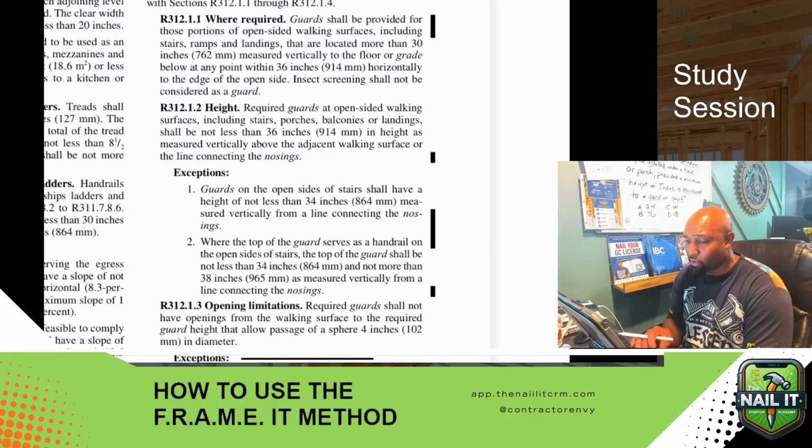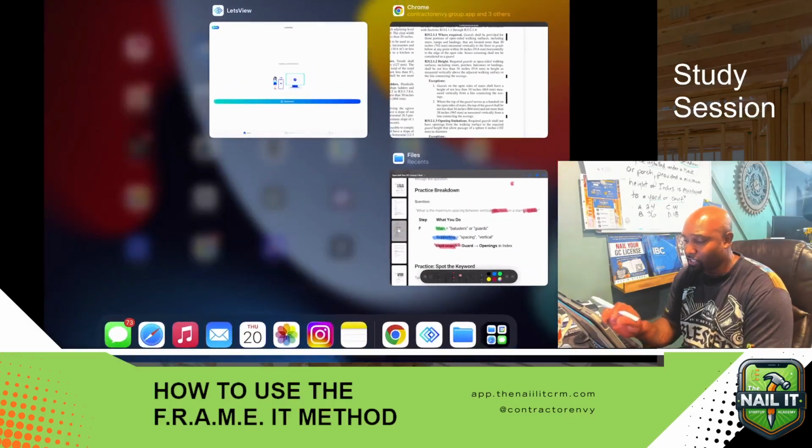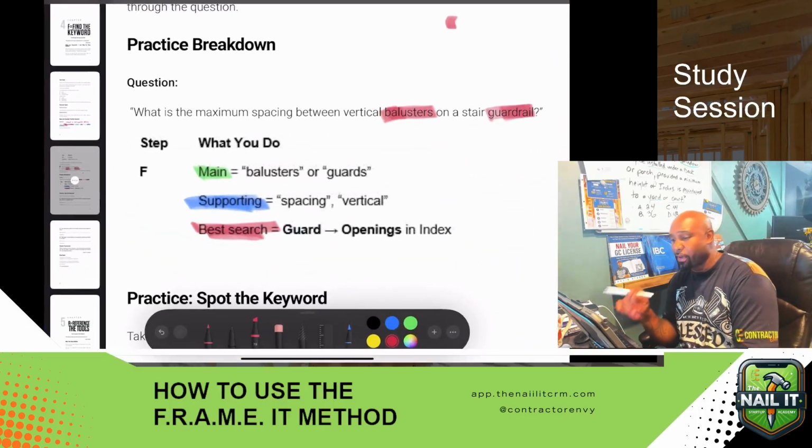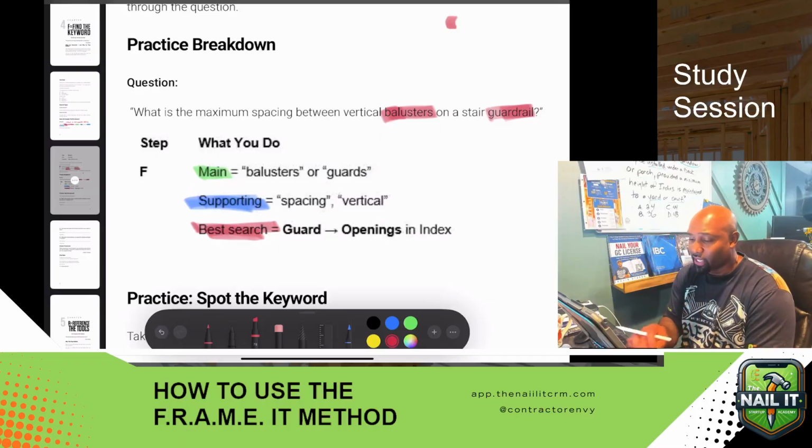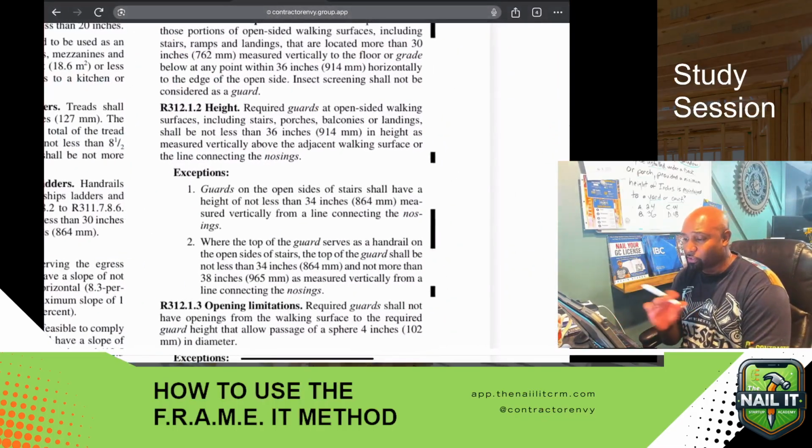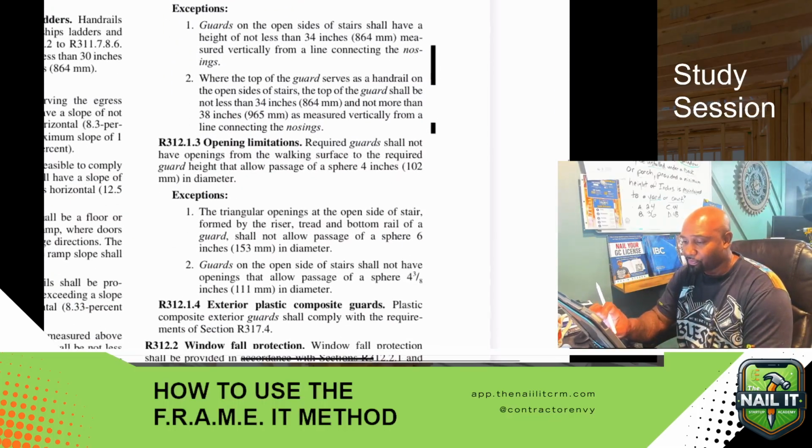And this is where it's important for us to go back to the question to make sure it's making sense. What is the maximum spacing between vertical balusters on a stair guardrail? Now we're talking about spacing. We're not talking about height. I've been reading nothing but height, but watch this.